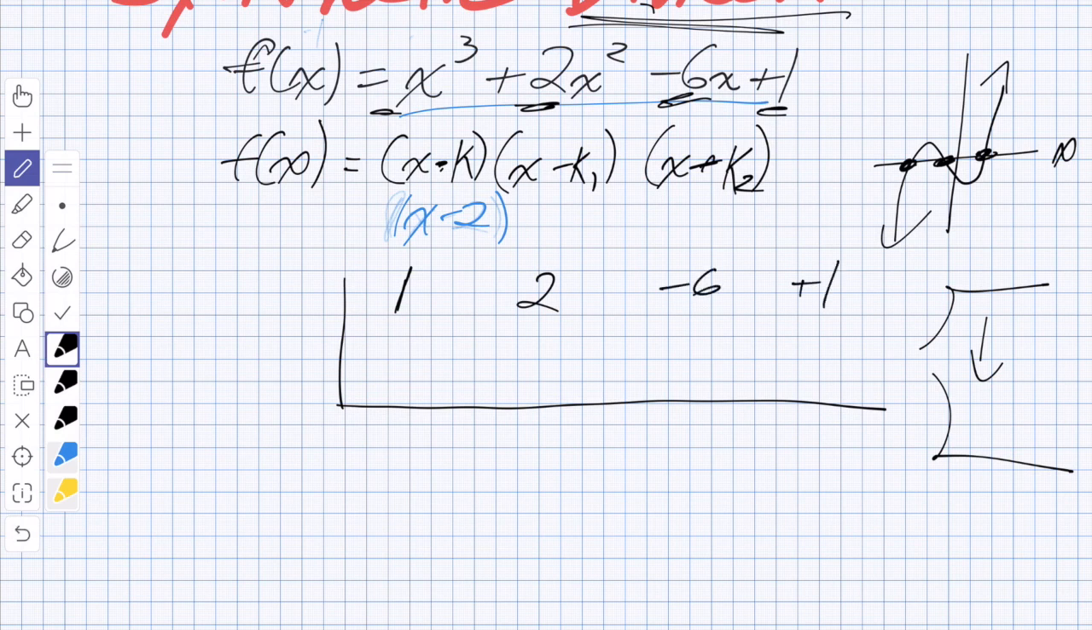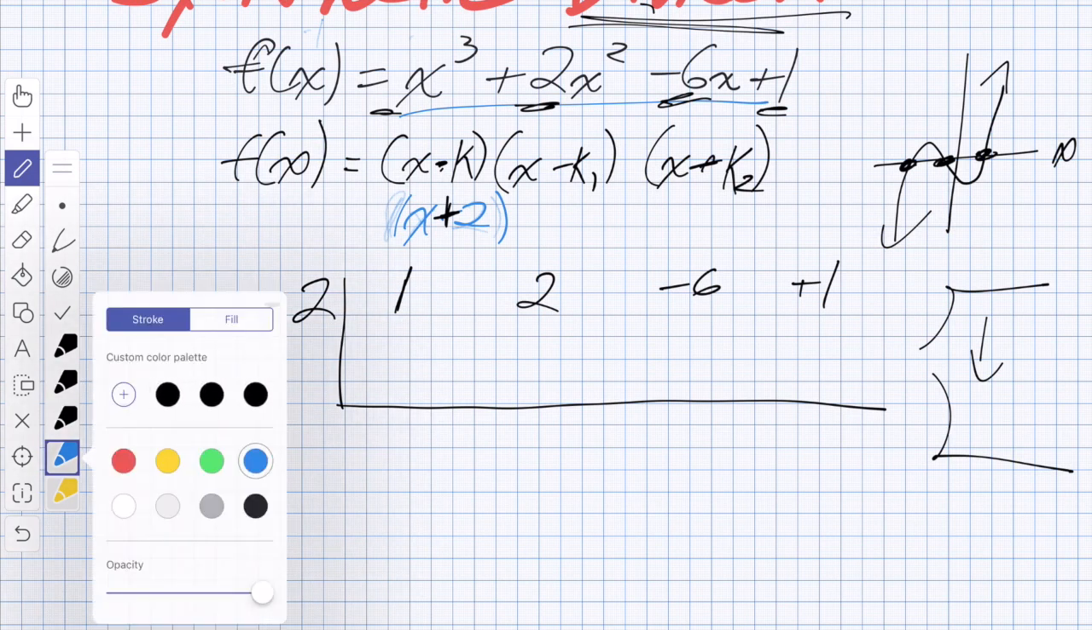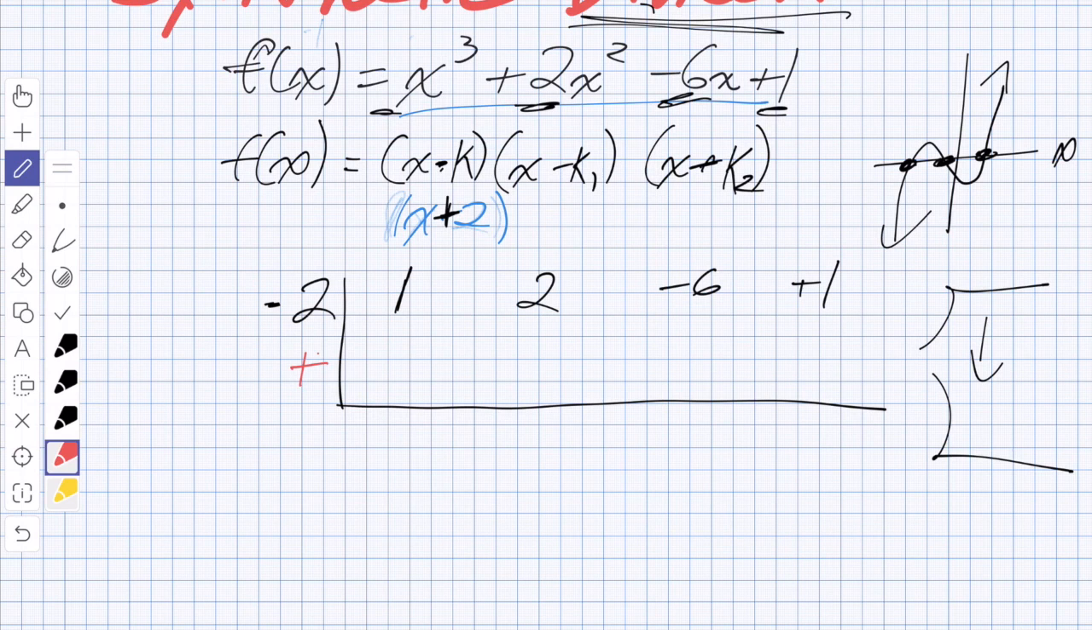And then finally, sorry, since I said we're going to do negative 2, it would technically be plus 2 in the brackets. If we brought negative 2 over here, we are then going to add, okay?